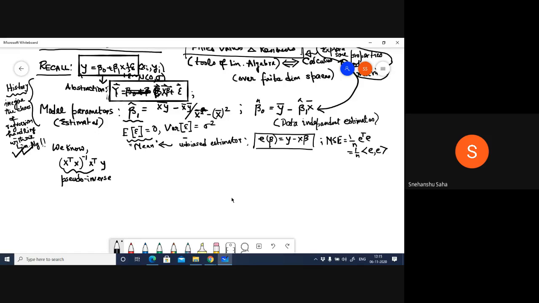Now, next, what I want to talk about is how we compute the fitted values and residuals, and what is the role of linear algebra in that. Not only that, how do we interpret the fitted values and residuals using the projection matrix?